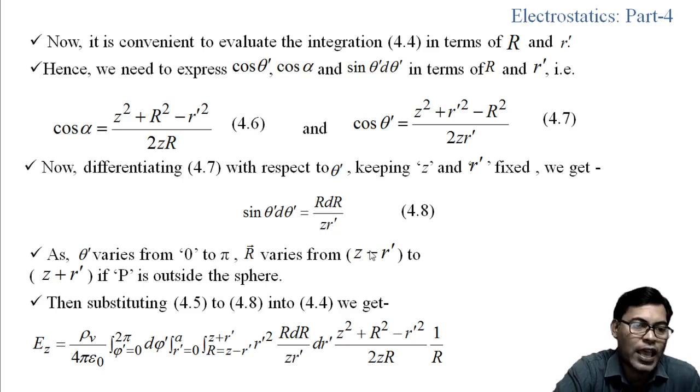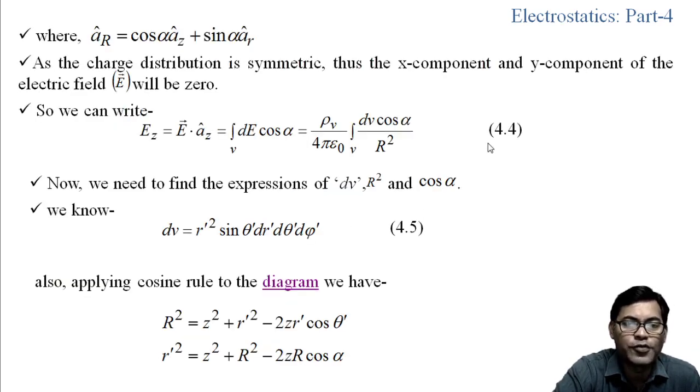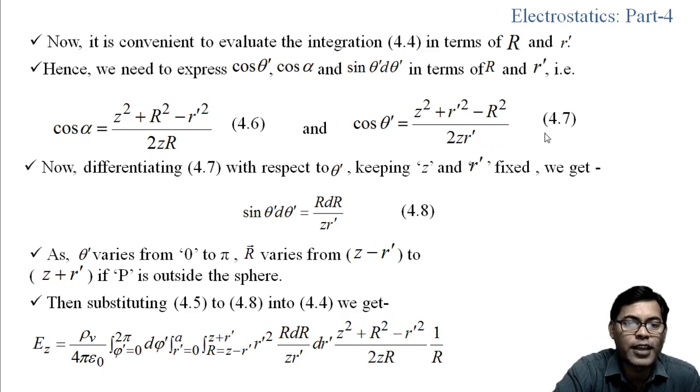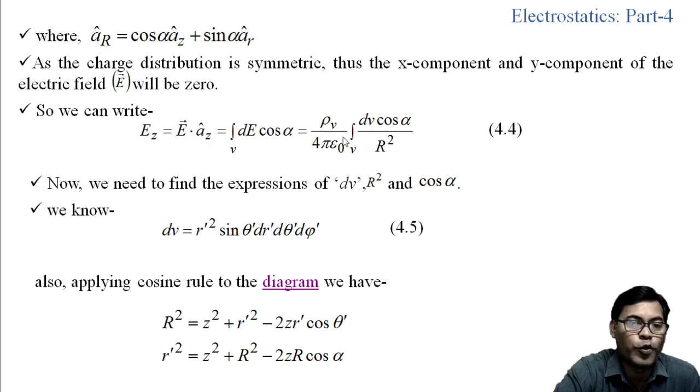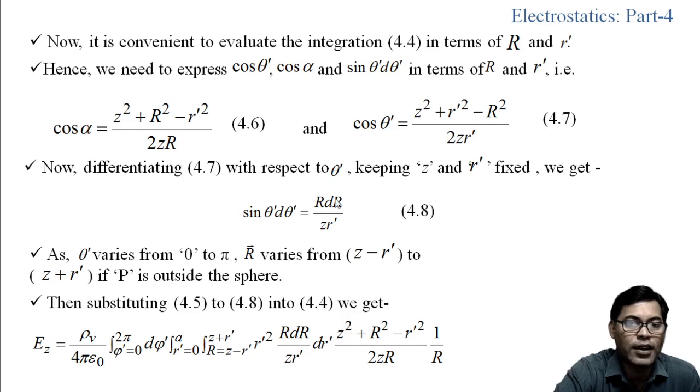Now as we get the variation, we can substitute expressions 4.5, 4.6, 4.7 and 4.8 into 4.4 to get the expression of Ez. I am not reading this one out; you can find it by putting all the expressions 4.5 to 4.8 into 4.4, and we get rho v by 4 pi epsilon naught times the volume integral dV.